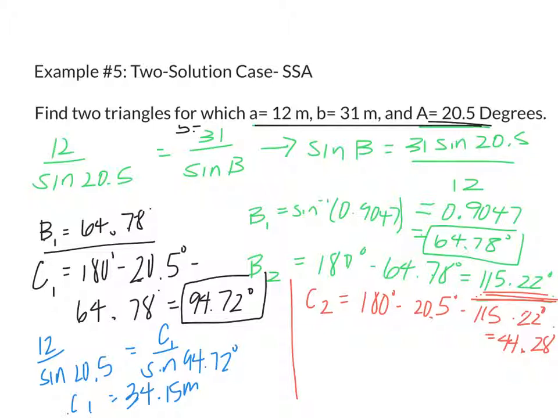My last proportion, again reverting back to A's information that we were given in the beginning, is 12 over sine of 20.5 equal to little c2, which we don't know yet, over sine of 44.28 degrees. That means little c2 would equal 23.92 meters.